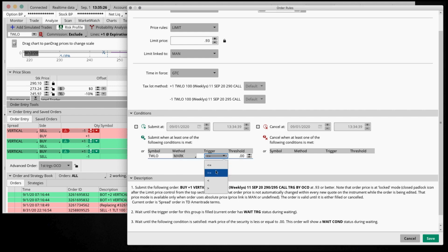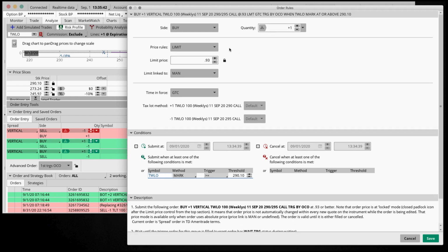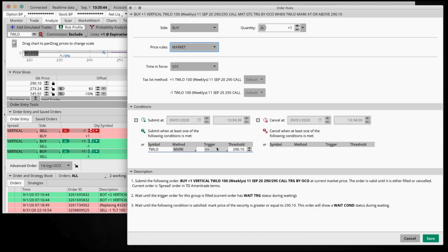Mark price is ever greater than or equal to. So I want to see if the stock goes above 290 plus 10 cents. So if it goes above my short strike by 10 cents, then I want out of this position. Now, if you want to keep it simple, then I would suggest using a market order to get out. So if the price is above 290.10, it's just going to simply close this trade out at the market price.